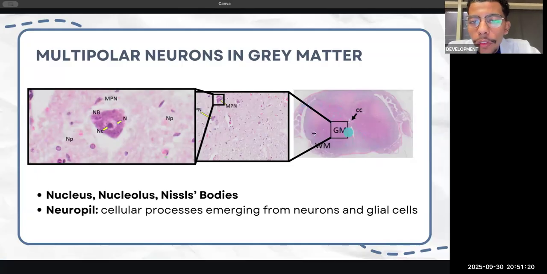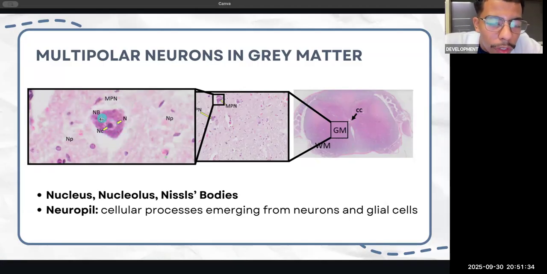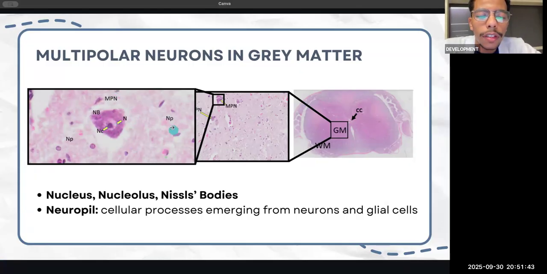Now we have gray and white matter in the spinal cord. In gray matter, if you zoom in, this is what the multipolar neuron looks like. It has the nucleolus here, and then we have Nissl's bodies again, and the lighter nucleus around it. However, here the cells surrounding it are not just glial cells. This is called neuropil. It's a mix of processes that come out of the cells and glial cells. So it's called what? Neuropil.